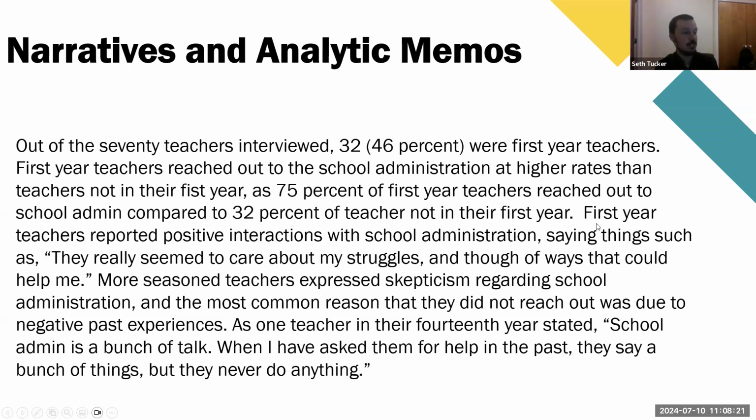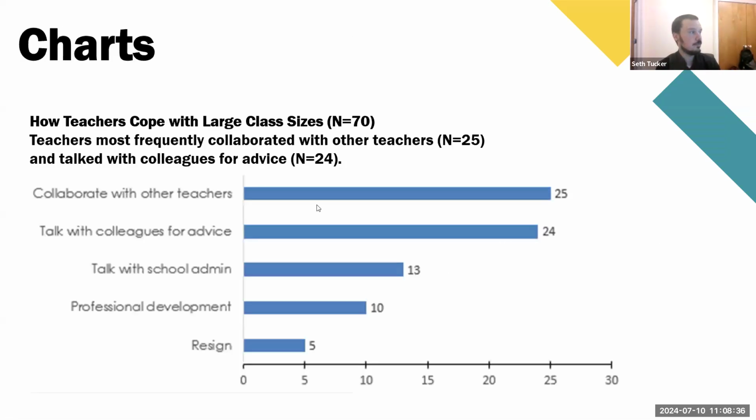So here I'm using: first-year teachers reported positive interactions with school administration, saying things such as, "They really seem to care about my struggles and thought of ways that could help me." So we're actually incorporating quotes from the teachers into the narrative. We can use charts, right? So we can count up codes.